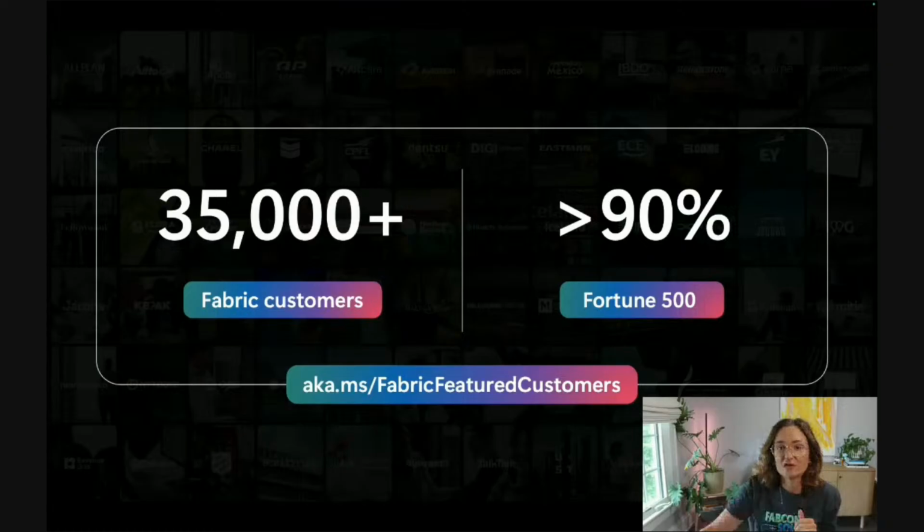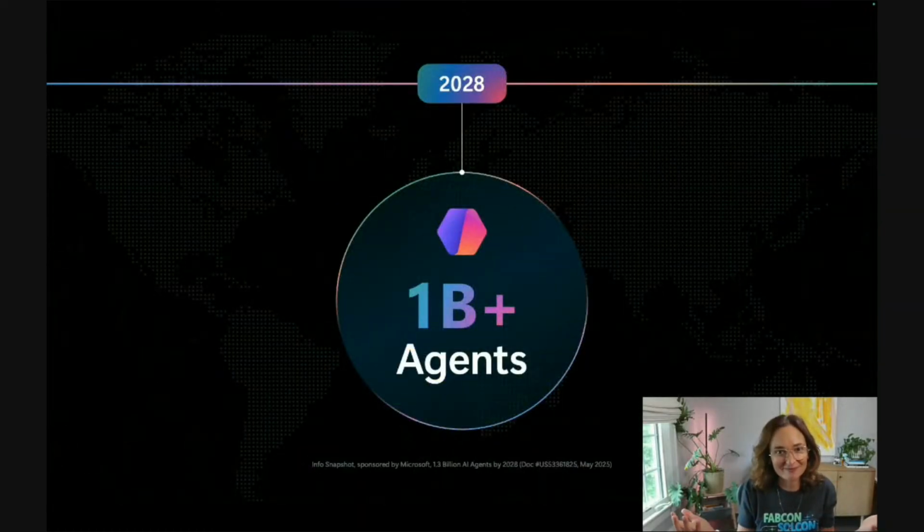What's the future for Fabric? What's the world going to look like for all of us data folk as AI continues to evolve? This is a number quoted from some analysts saying over 1 billion agents are going to enter the workforce by 2028. They're going to sit side by side with us, working with us. And the question is, how do you make your agents as trusted and productive as your best employees?